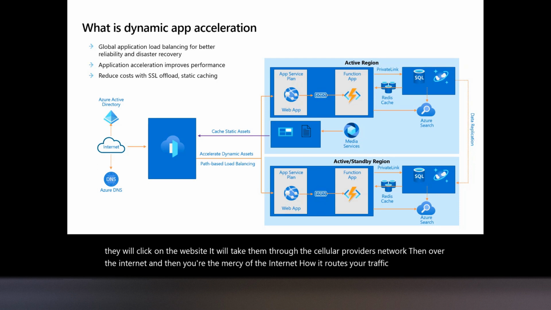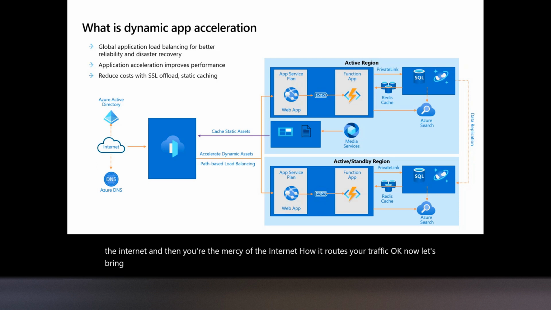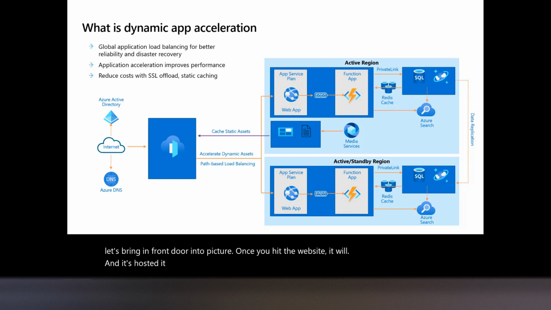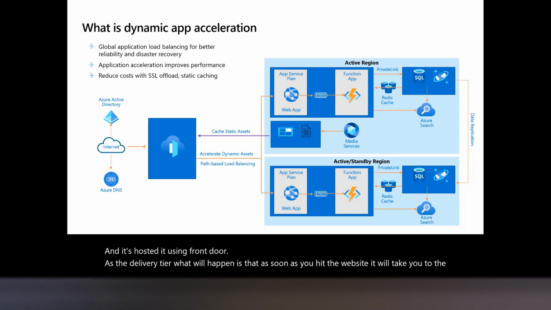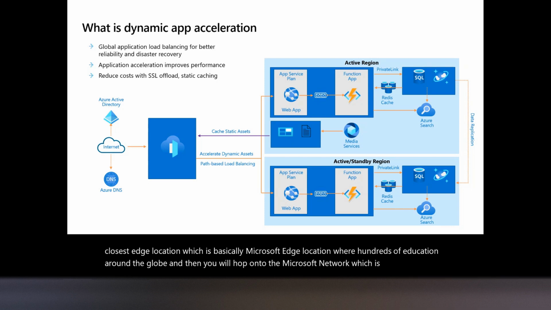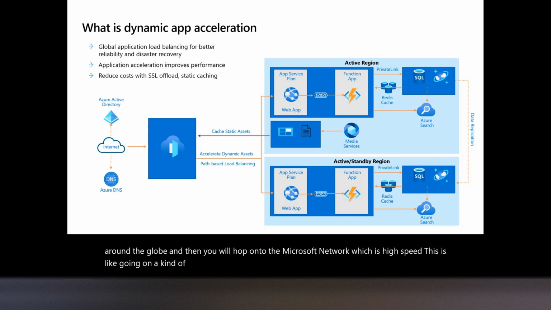Okay. Now let's bring Front Door into the picture. Once you hit the website, and it's hosted using Front Door as the delivery tier, what will happen is that as soon as you hit the website, it will take you to the closest edge location, which is basically a Microsoft edge location. There are hundreds of edge locations around the globe. And then you will hop on to the Microsoft network, which is high speed. This is like going from a two-way street to a freeway. So that's where you go.